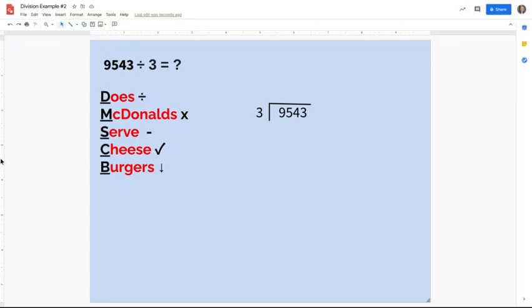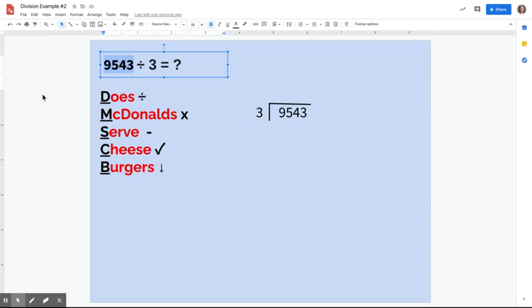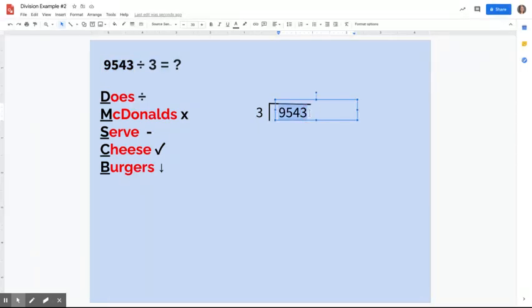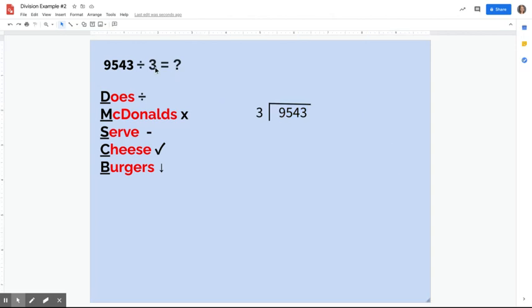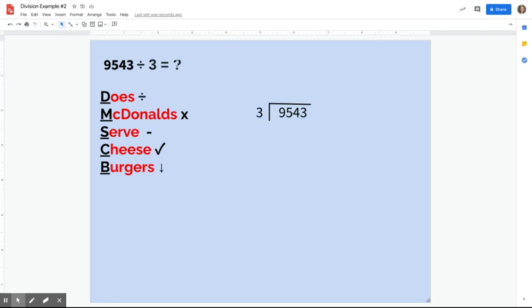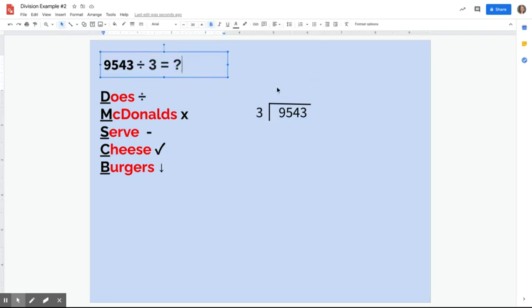Okay, now we're going to look at another example. So if we have the number 9,543 divided by 3, what does that equal? Well, 9,543 is going to be my dividend. So I'm going to put it inside the house. 3 is my divisor. It's my visitor. It's going to go on the outside. It's knocking at the door, coming to visit. And I don't know my answer. That's going to be my quotient. Right here is where we're going to write our answer.